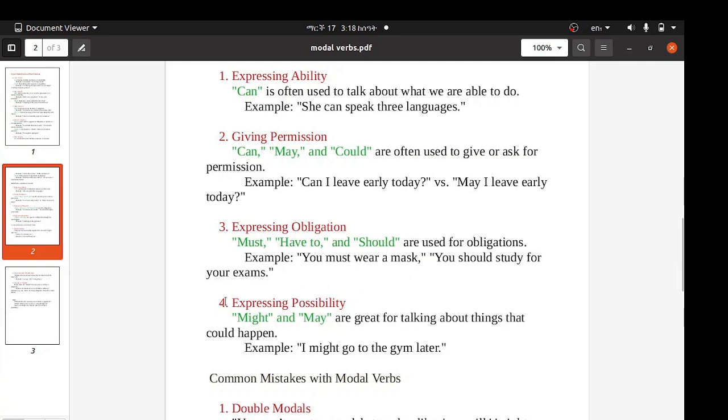The fourth one is expressing possibility. We use may and might. They are great for talking about things that could happen. For example, I might go to the gym later. But might is a lower probability, lower possibility than may.